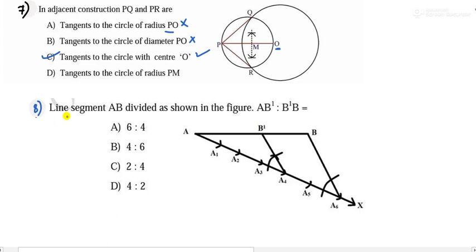Next is question number 8. The line segment AB is divided as shown in the figure, AB' B'B. It's the same question I guess. So what is the answer?